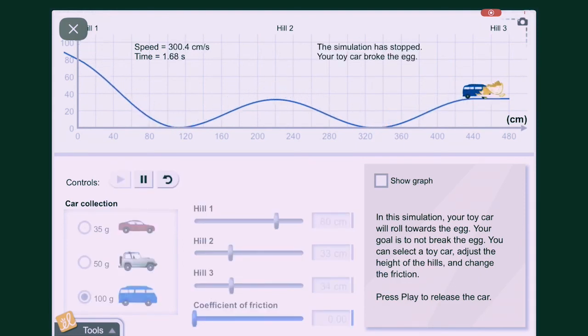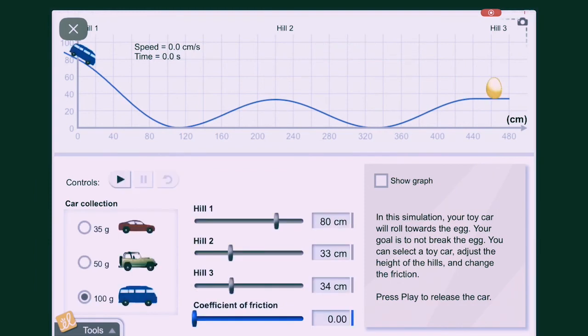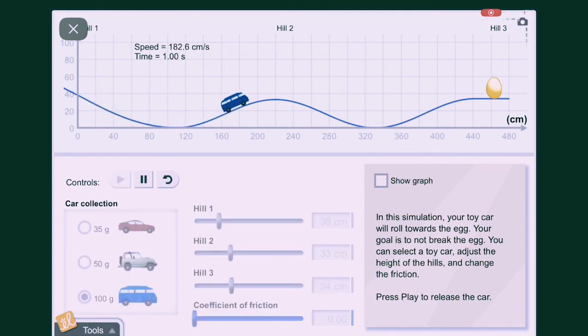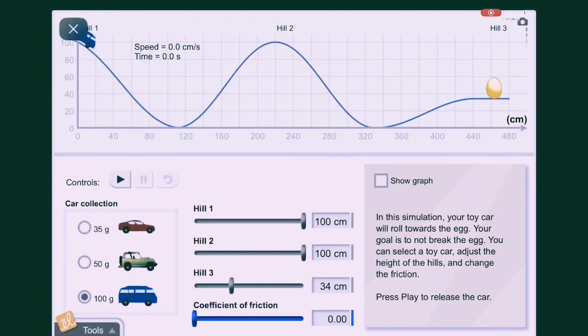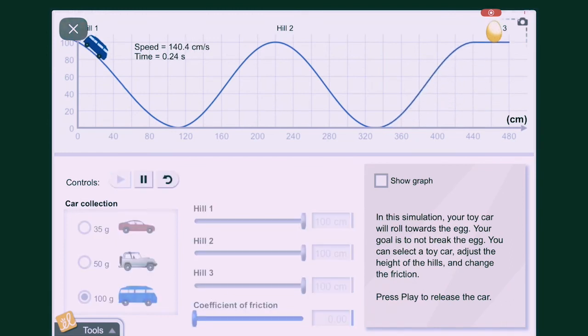So I'm going to adjust it and then see if my car doesn't have quite as much energy, if it'll not break the egg. So I had to remove some of the energy that my car had in order to not break the egg. Oh, this one doesn't even have enough energy to get over that first hill.